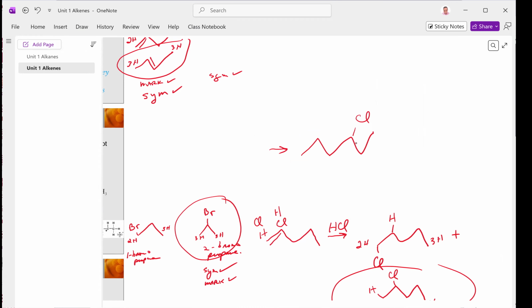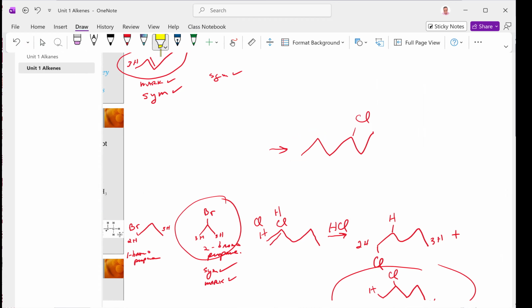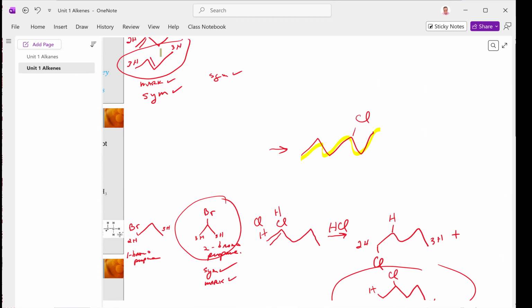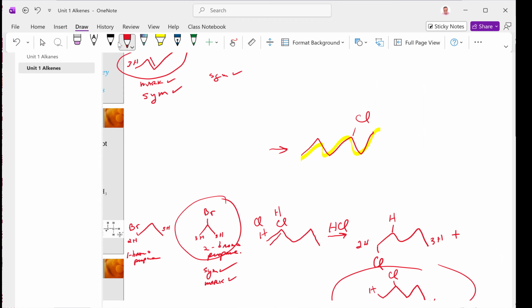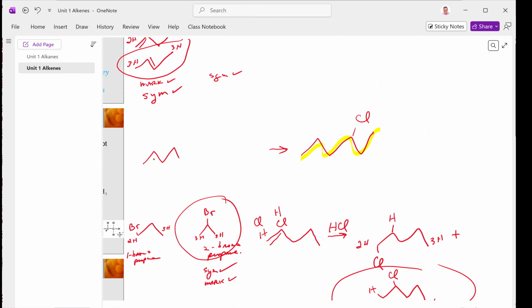How would I make that? Two ways to make that. The easiest way is coming from a double bond. So, same backbone. That's 1, 2, 3, 4, 5, 6 carbon backbone.